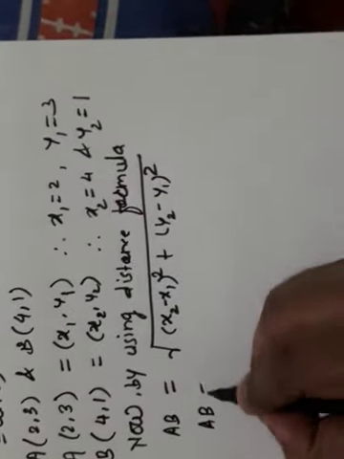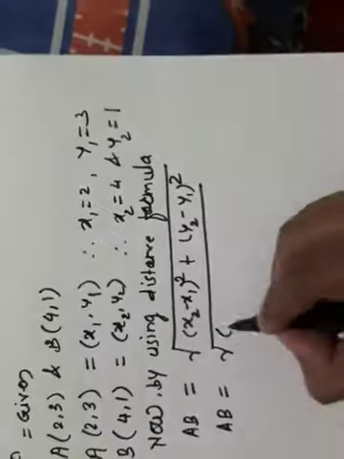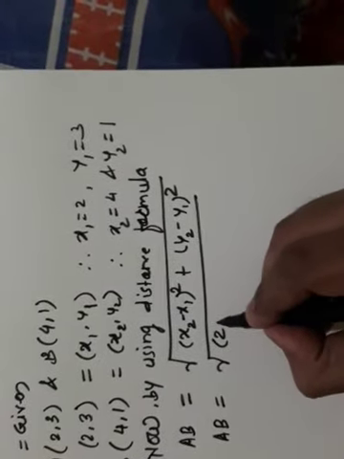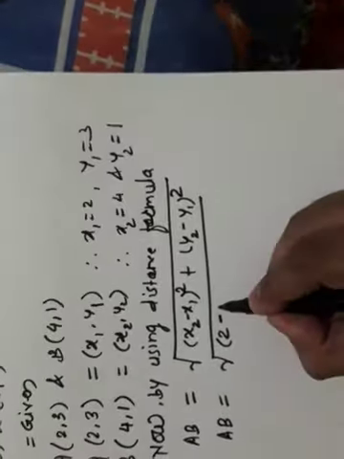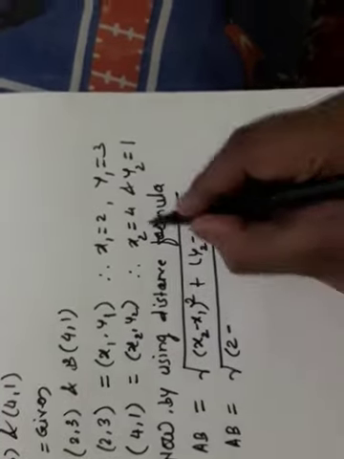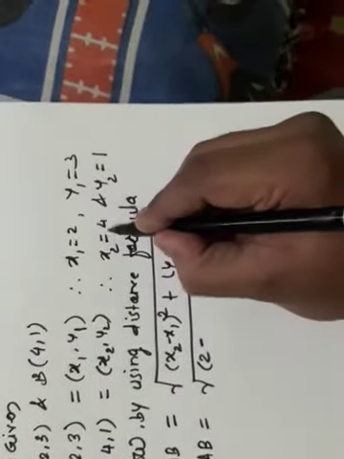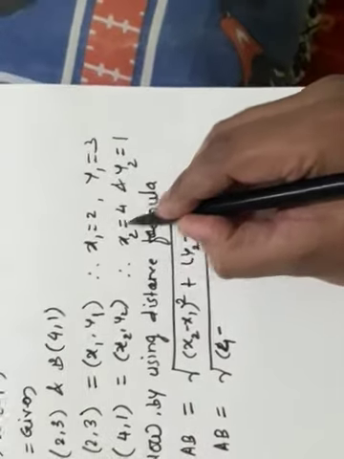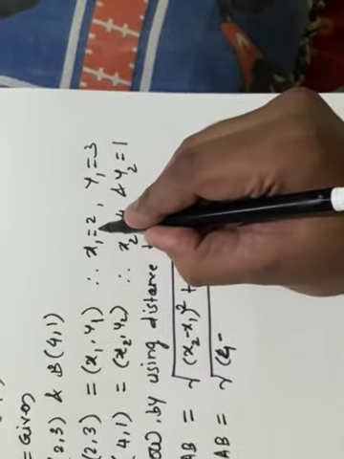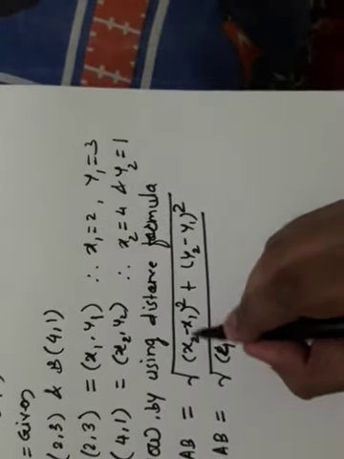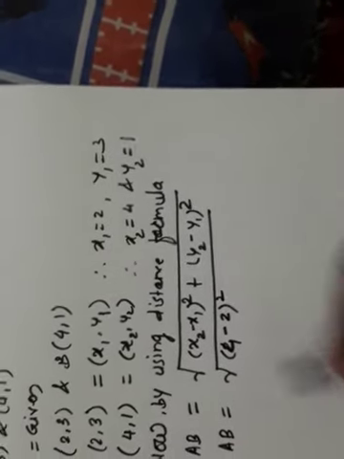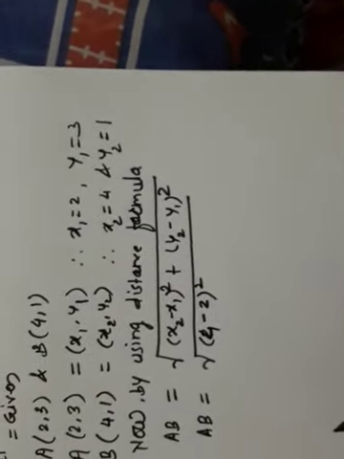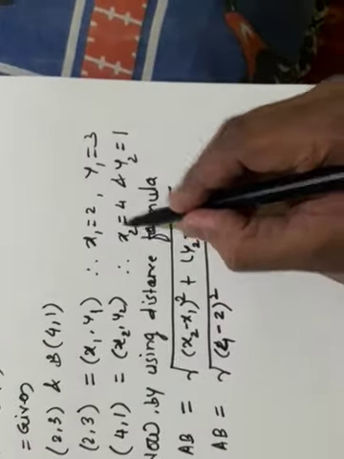Look here, AB is equal to the square root of (x2 minus x1)... Look at the value of x2, what is it here? x2 is equal to 4. Minus, what is the value of x1? 2. So the middle sign is minus, and the bracket is squared. Understood what I did? I have only kept the values of x2 and x1.